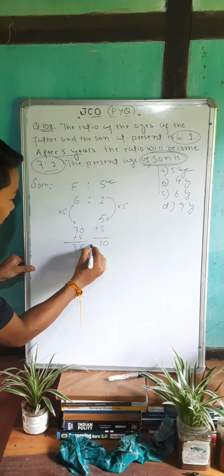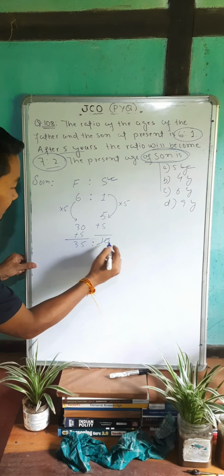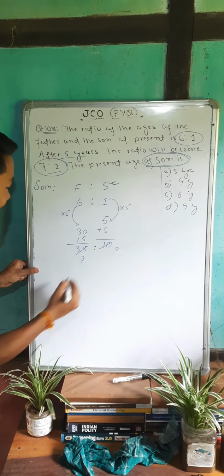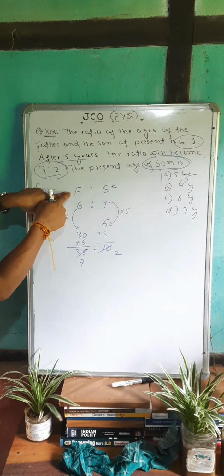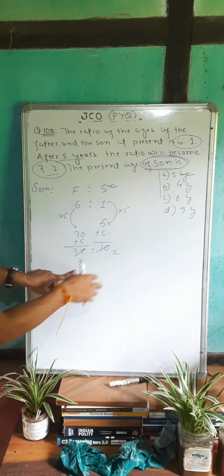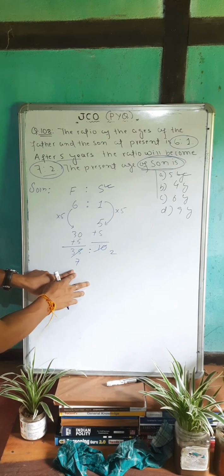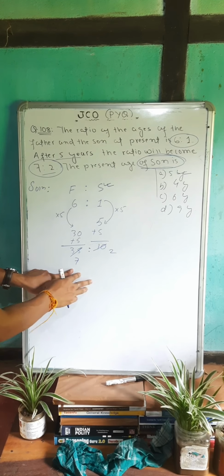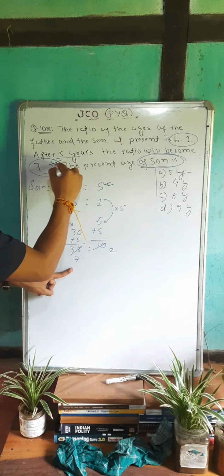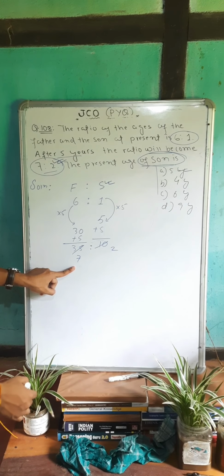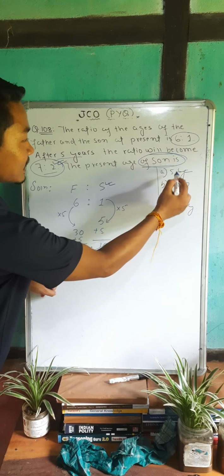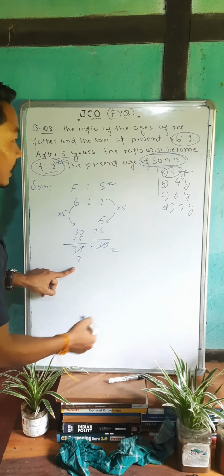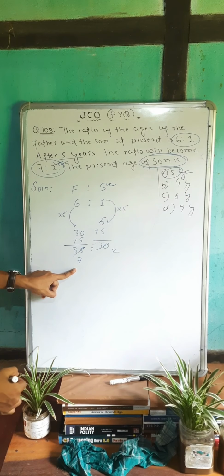So let us try to cancel. 5 twos are 10, 5 sevens are 35. This is father's age, that is 7, and son's age is 2 after 5 years. So the ratio we have got is correct. We assumed son's present age is 5 years, so this is the correct answer. So option A is the correct answer.